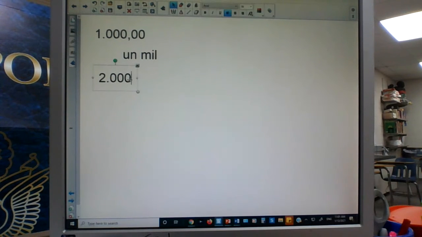The simple pattern is this. If you want to say 2,000, it's dos mil. 3,000 is tres mil. 4,000 is cuatro mil. So it's the number, okay? If you can count from 1 to 9 in Spanish, you can do 1,000, okay? So 1,000 is un mil. If I want to say 2,000 it'd be dos mil. If I want to say 3,000 it's tres mil.